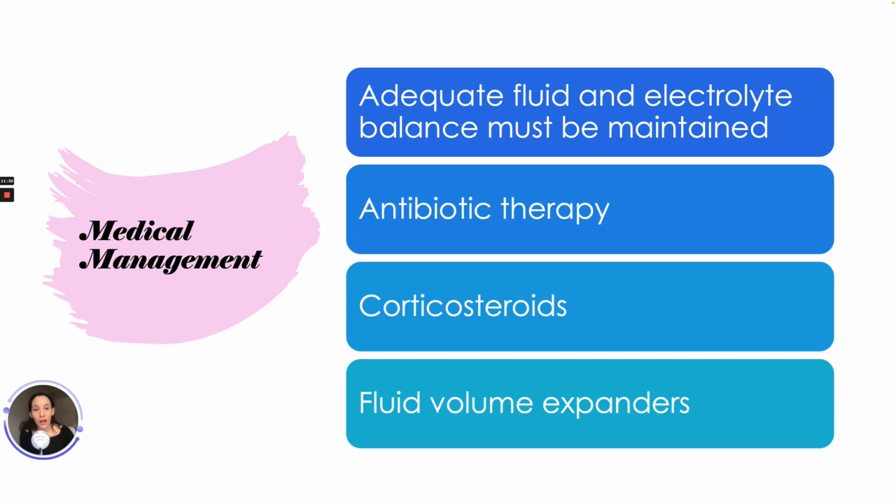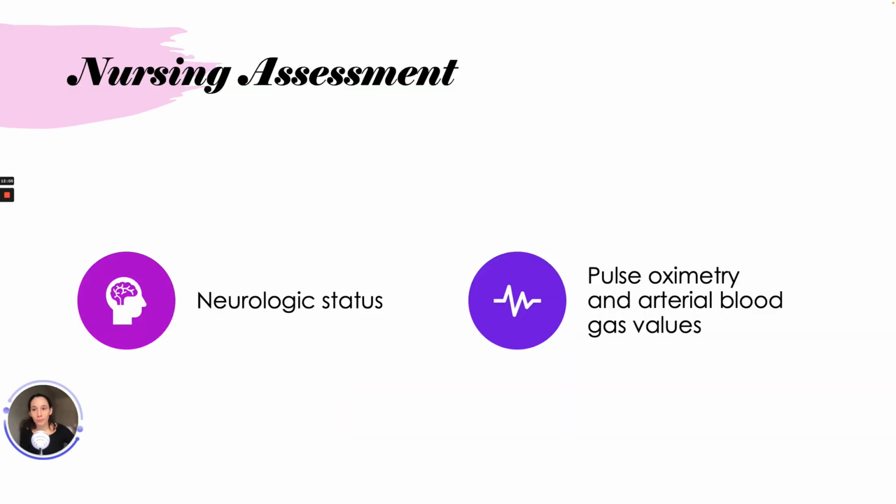Antibiotic therapy: antibiotics that cross the blood-brain barrier specifically are needed, which can halt the multiplication of bacteria. So something like vancomycin might be used intravenously. There are also corticosteroids like dexamethasone, which has been beneficial as an adjunct therapy in the treatment of bacterial meningitis if it is administered 15 to 20 minutes before the first dose of antibiotic and every 6 hours for the next 4 days. And fluid volume expanders may be used for dehydration and shock.